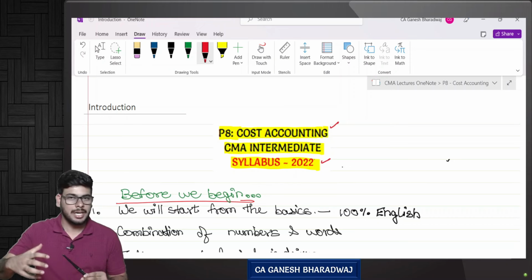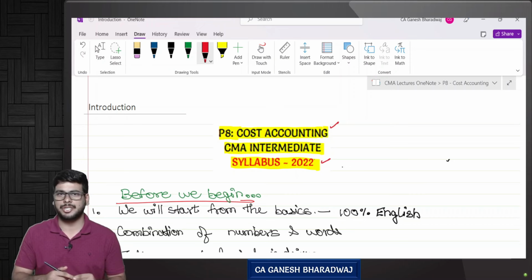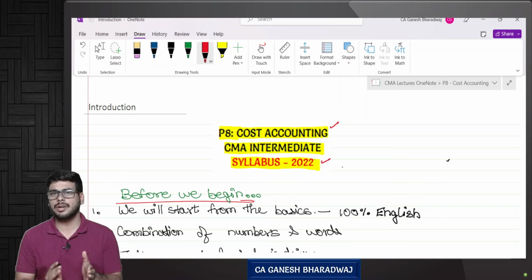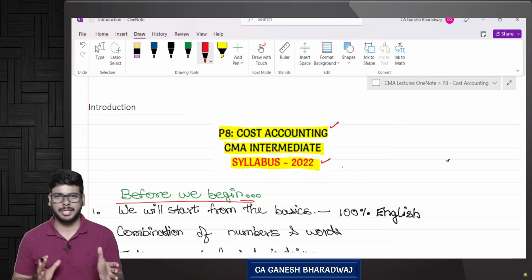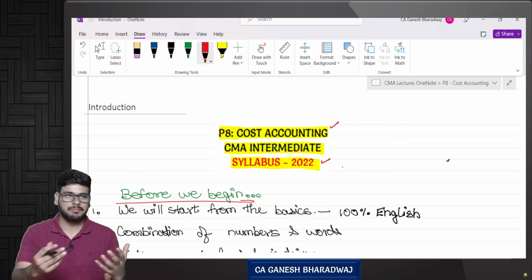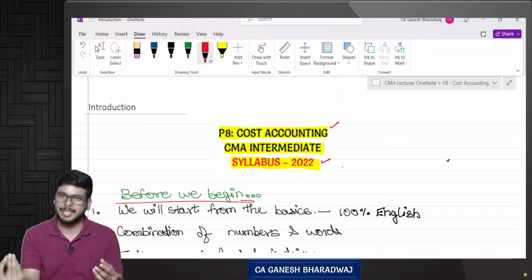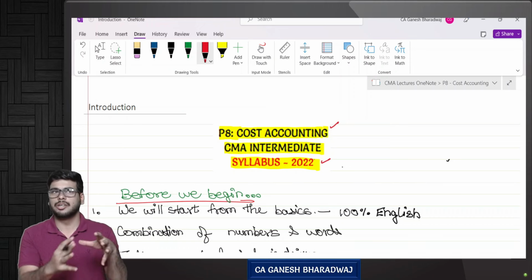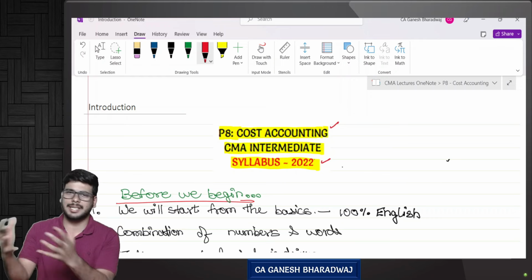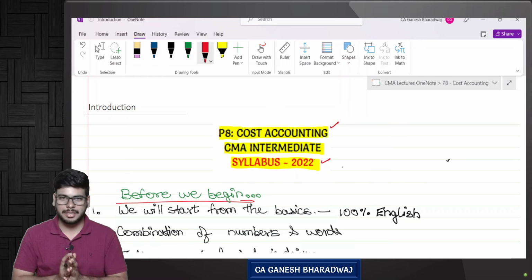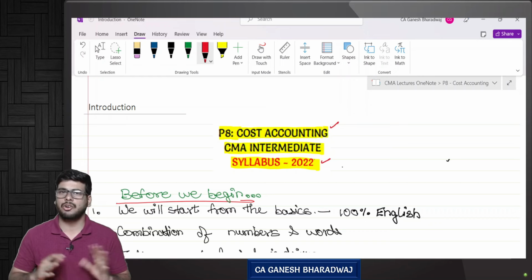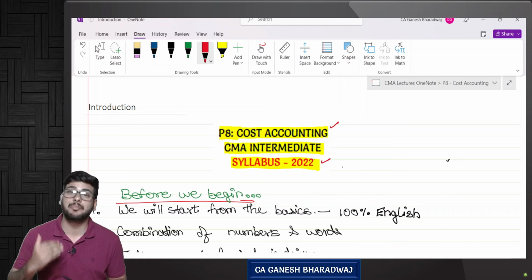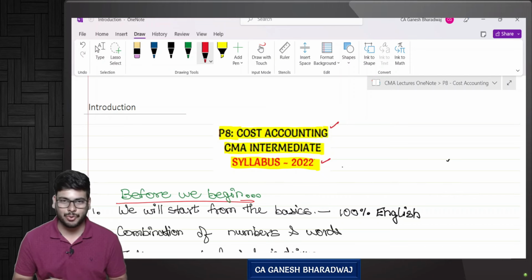I will not be getting into the technicalities of the subject. Right now we are just going to look at this subject, paper 8 cost accounting, from an outsider's perspective, because some students or other people might have told you that this subject is quite complicated, or that this subject is easy. So you might have quite some misconceptions. I'm going to clear everything in this video. Along with that, I will also be telling you the approach that we are going to follow during the course of our lectures. So let's get started.